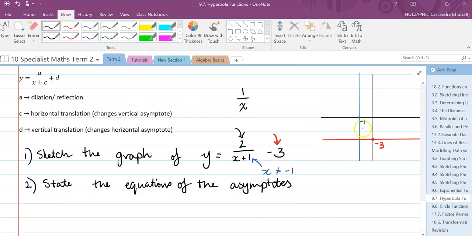All right, so now that I've cleaned that up, let's go ahead and attempt to draw. So this is my vertical asymptote, so I should never touch this. And again, it might get very, very close, but it's never going to reach.